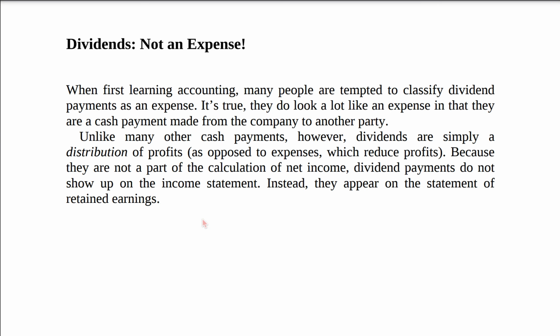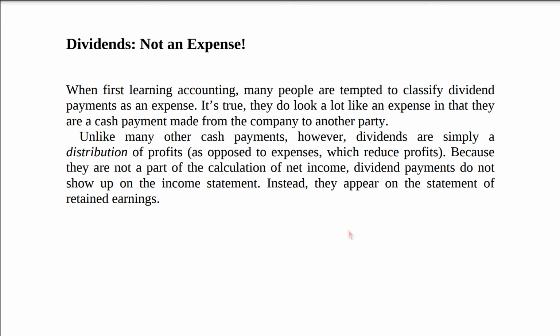So now coming to dividends, it is not an expense. Here it is given that when first learning accounting, many people are tempted to classify dividend payments as an expense. It's true, they do look a lot like an expense in that they are a cash payment made from the company to another party, and here the other party is the shareholders. Unlike many other cash payments, however, dividends are simply a distribution of profits as opposed to expenses, which reduce profit. Because they are not a part of the calculation of net income, dividend payments do not show up on the income statement. Instead, they appear on the statement of retained earnings.